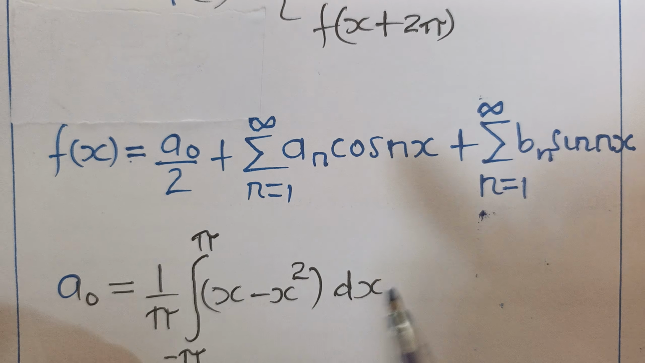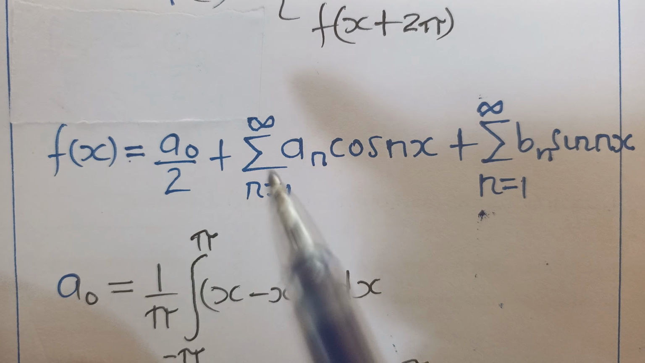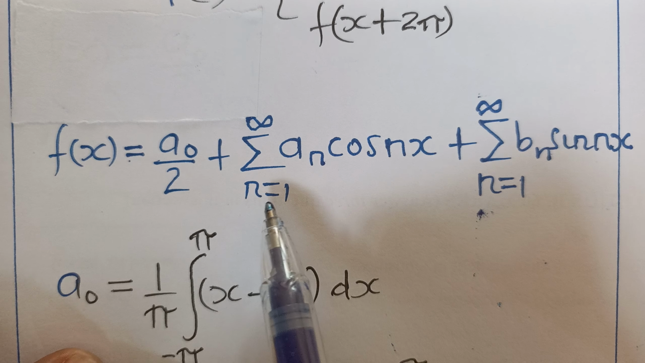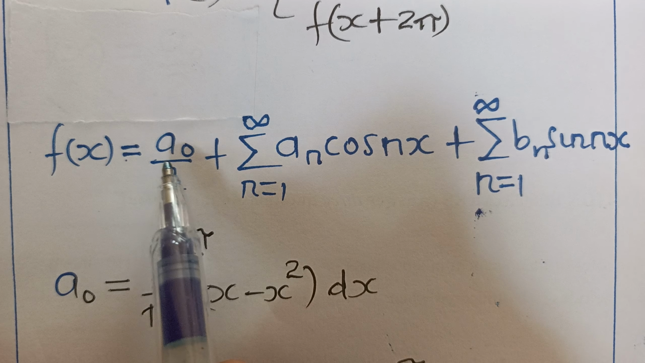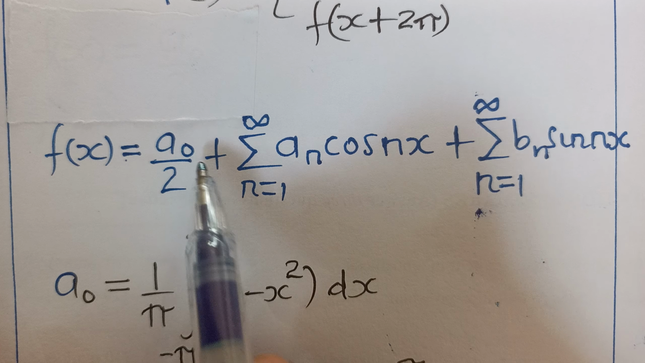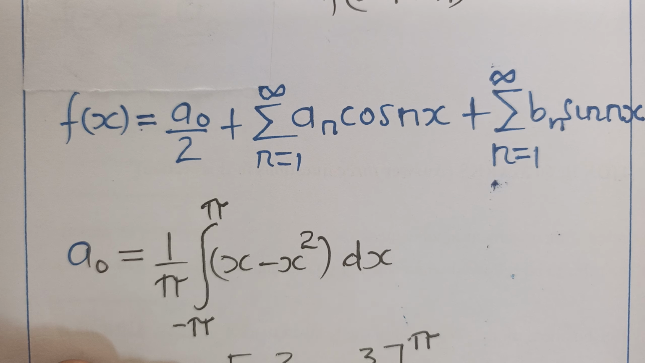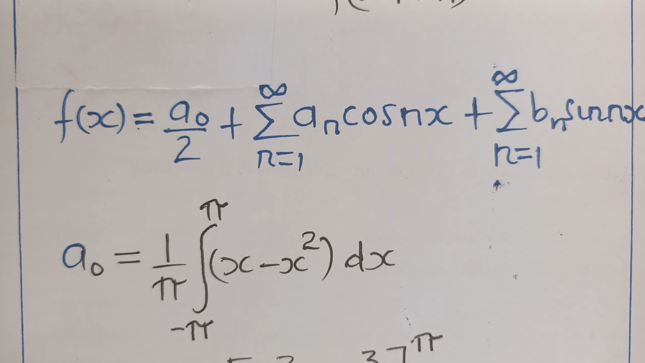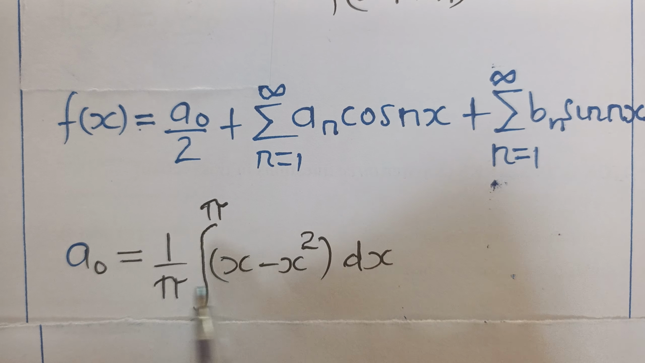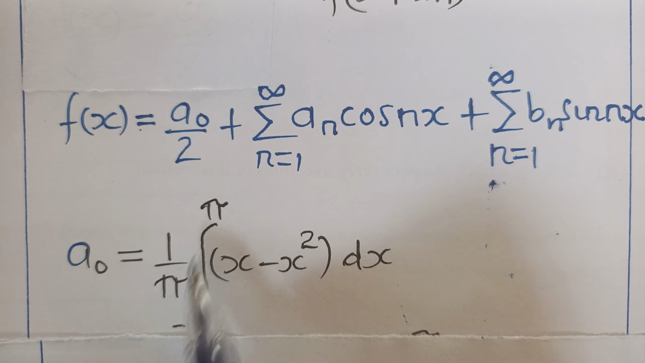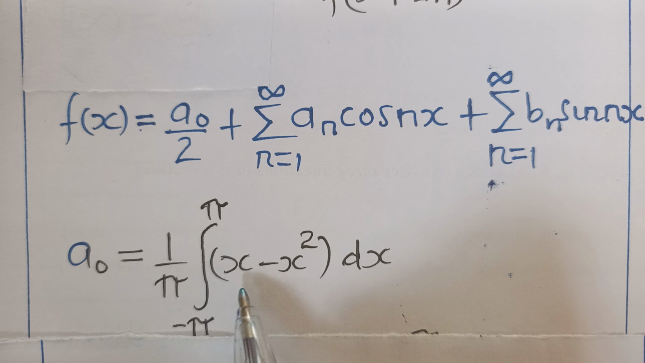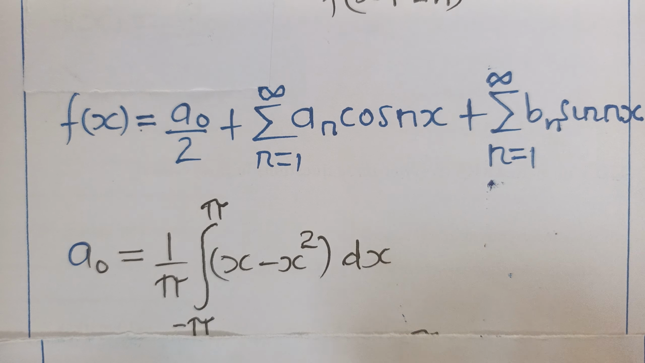Guys, now we use this equation before us. This is the Fourier series equation. What we are going to determine is A0, An, and Bn. For A0, the equation we have is as stated: 1 over pi, integral from negative pi to pi, of (x - x²) dx.